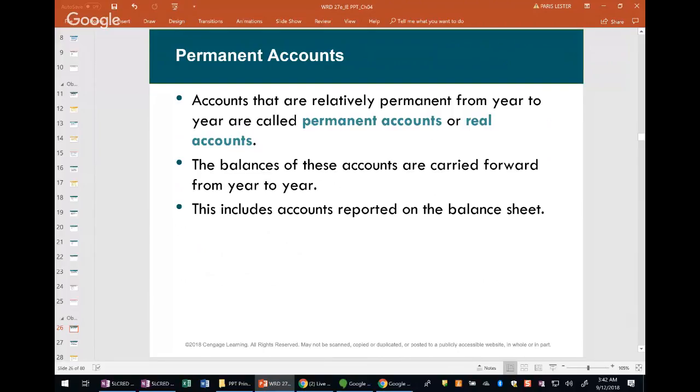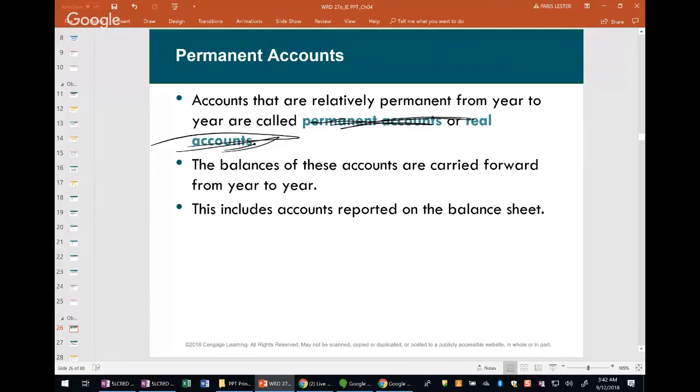All right, permanent accounts. Permanent accounts are your assets, liabilities, and capital. Your balance sheet accounts are permanent. Hopefully you have zero balance liabilities, but you have a permanent account. They carry forward from year to year. Now, temporary accounts are the other three: drawing, income, and expenses.